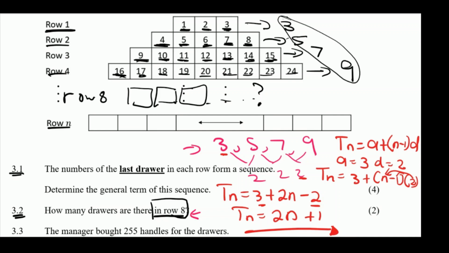Remember that we are asked to find the number of drawers in row 8. So we have to substitute T of 8 in this equation. When we see n, we're going to put 8. It's going to be 2 times 8 plus 1. So the solution is going to be 17. So these are the number of drawers in row 8.